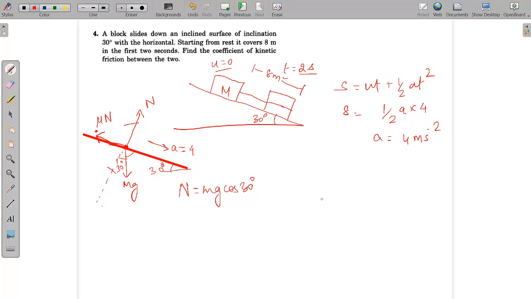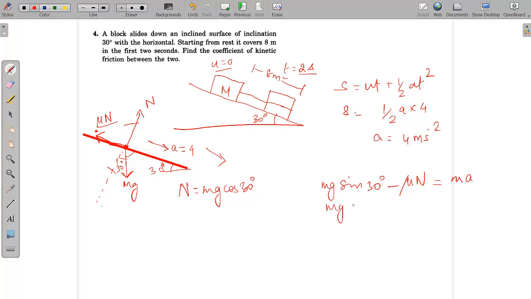Now the other force is what? In this direction, what are the forces in this direction? Some component of mg will be acting in this direction. So mg sin theta is acting there, so mg sin 30 degrees. Since the body is moving, that's why the question is also being asked for the kinetic friction. Understood? The kinetic friction is a fixed value, so it is acting as mu into N. All right, so this is equal to the mass into acceleration.